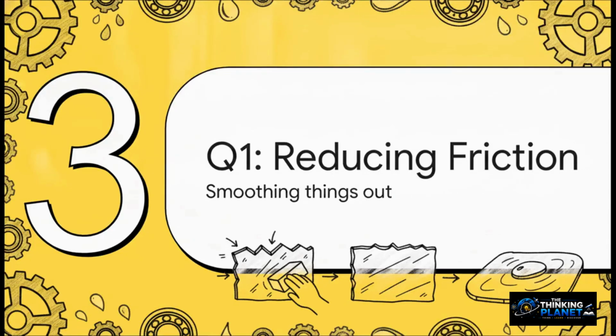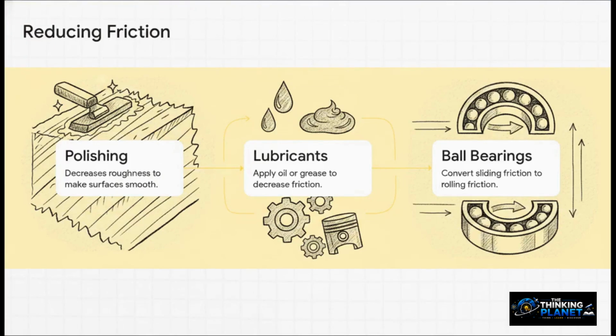All right, Section 3. This brings us right to exam question 1, reducing friction and how to smooth things out. So the exam is definitely going to ask you how we can reduce the friction of any given surface. And you can accomplish this through 3 really simple methods. Method 1 is polishing surfaces. If we polish a material, its physical roughness naturally decreases, making it smoother and instantly dropping that friction.